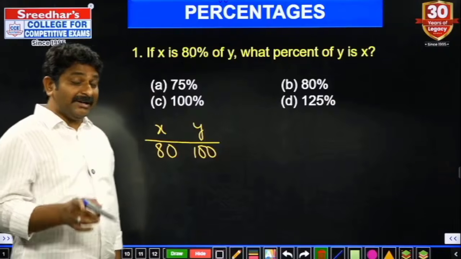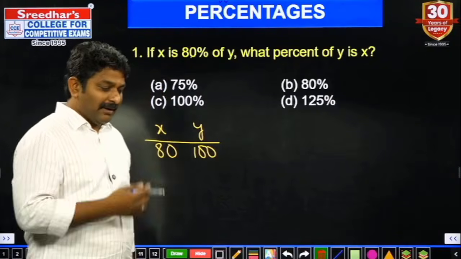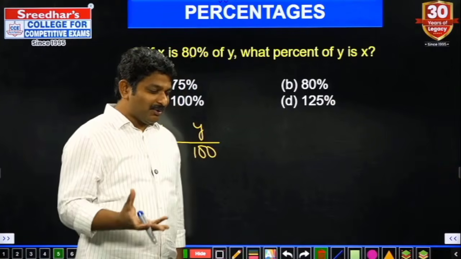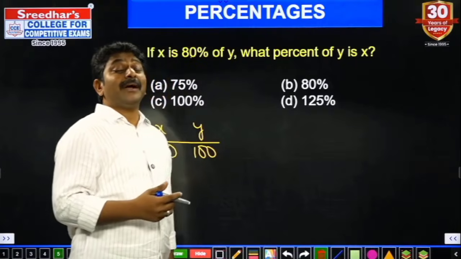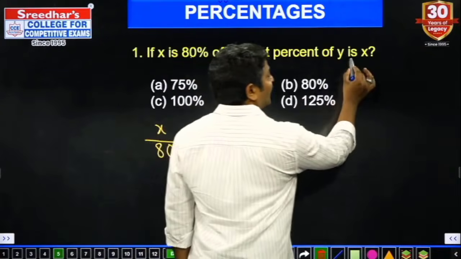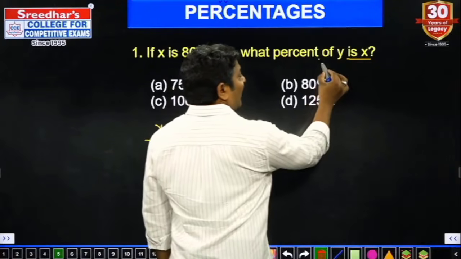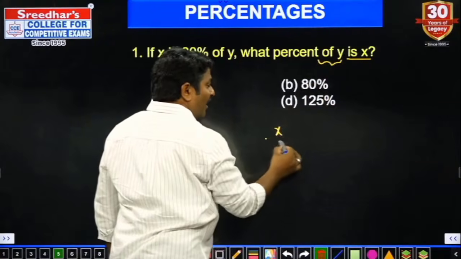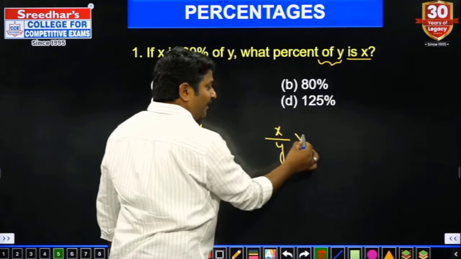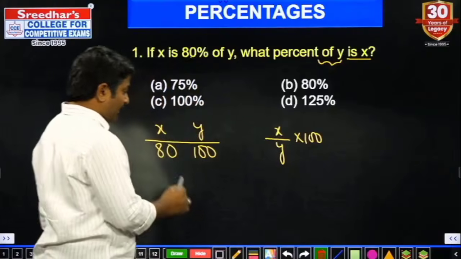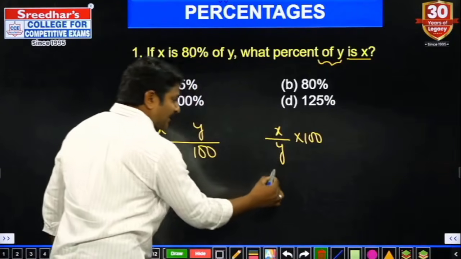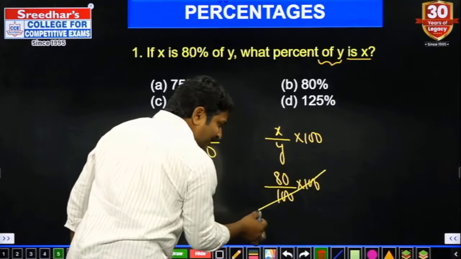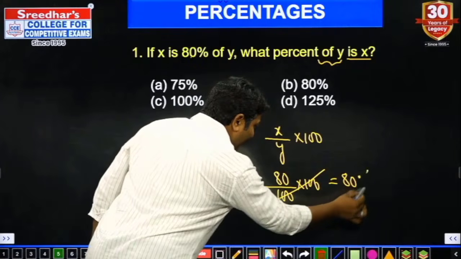I told you already how to remember percentage. God has given us a mouth to speak. Is by of into 100. Is is related to X, of is related to Y. Is X of Y is by of into 100. X is 80, Y is 100. 80 by 100 into 100 gets cancelled. Answer: 80% only.